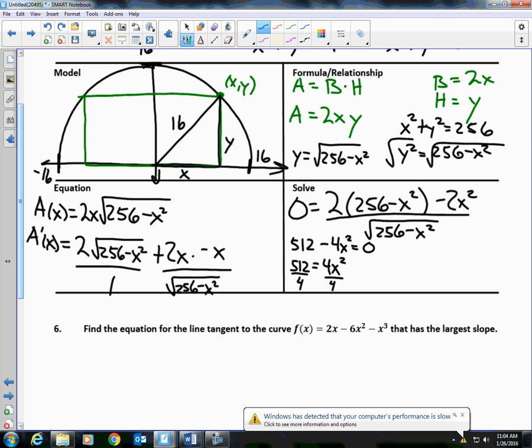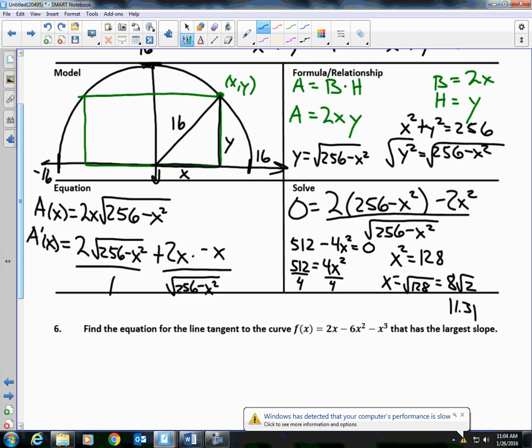Divide both sides by 4. X squared is equal to 128. X is equal to the square root of 128. 64 goes in there, so 8 roots of 2, which is 11.31. I would accept either on the test.